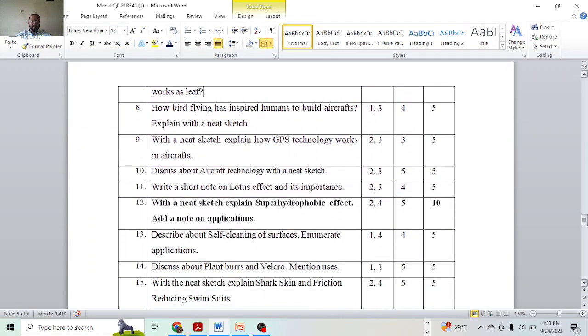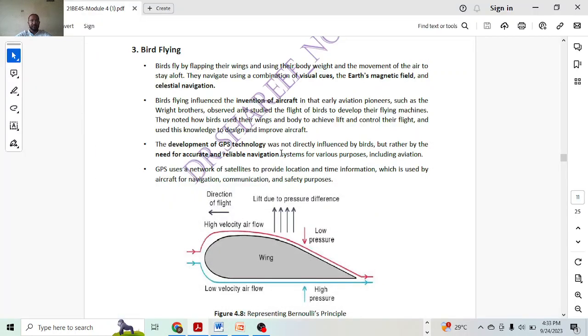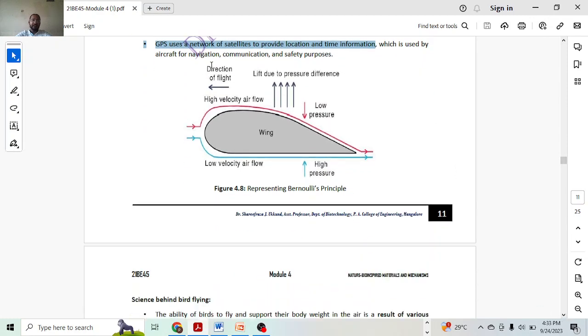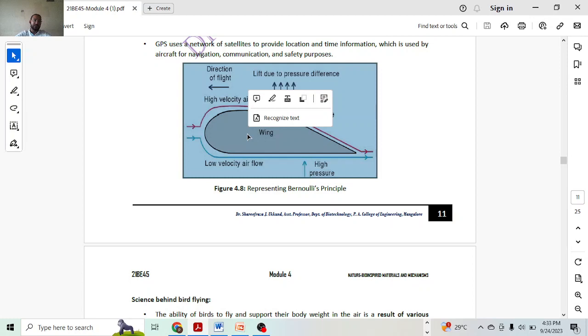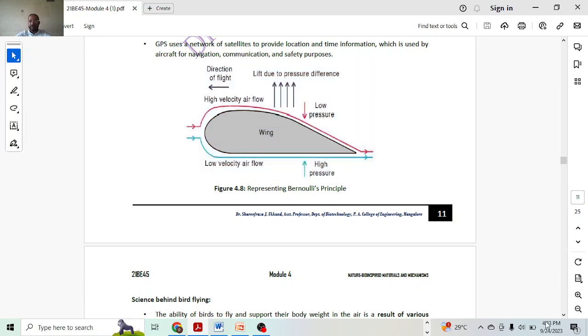Next topic we have: how bird flying has inspired humans to build aircraft. Explain. Here you need to give the reasoning for how it has been inspired. It includes the reasoning, explanation and the history, which will carry 2 marks. Explain with a neat sketch means you need to explain. All the history carries 2 marks, and then the explanation starts here, with the neat sketch, because of the low pressure and high pressure and all those things. The sketch will get you 1 mark, so total 3.